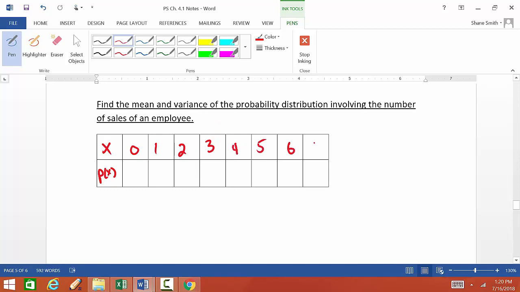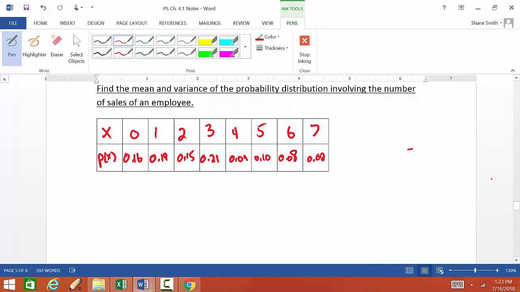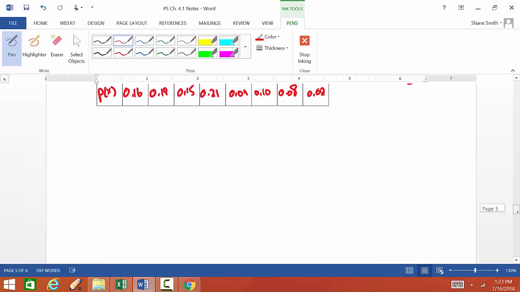0, 1, 2, 3, 4, 5, 6, 7. And the probabilities were 0.16, 0.19, 0.15, 0.21, 0.09, 0.10, 0.08, and 0.02. Okay, so as I said, the solution is going to be online, and you'll see the work for that.